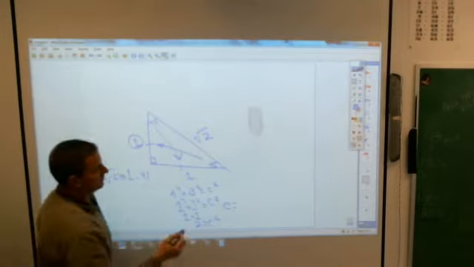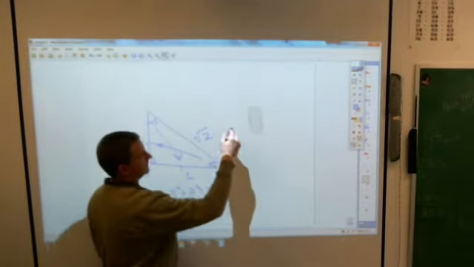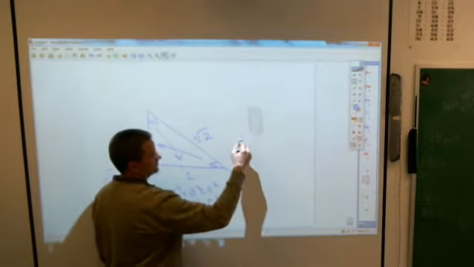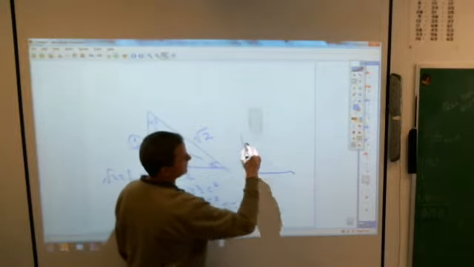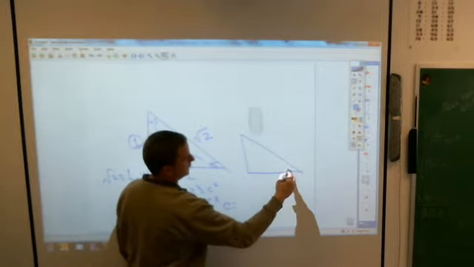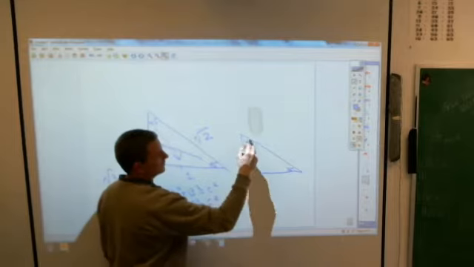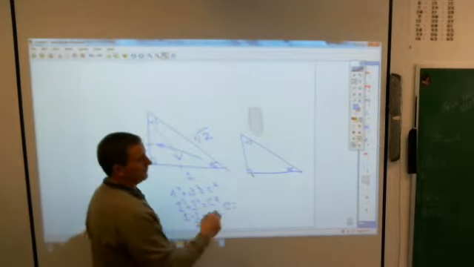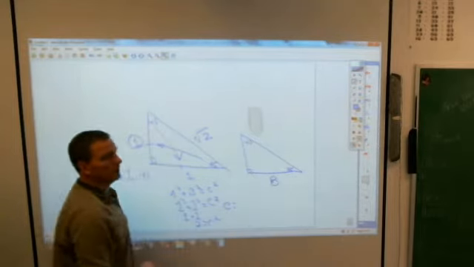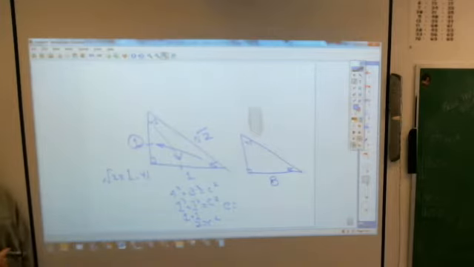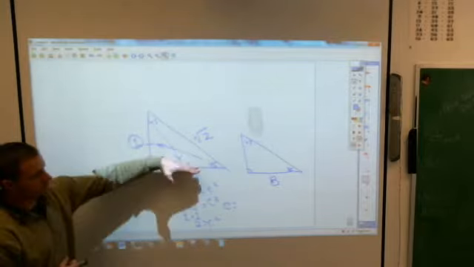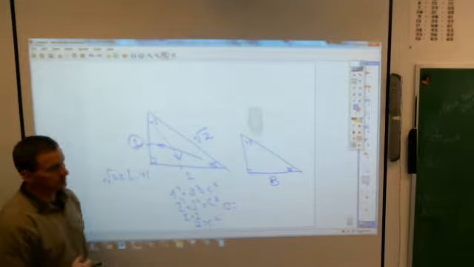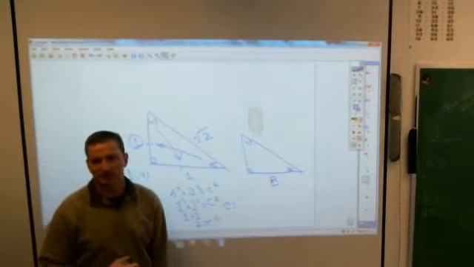Here, let me do another 45, 45, 90 triangle. Let's not draw it to scale. Again, this has to be a 45, and they have to tell you it's a 45, 45, 90 triangle. If this side was 8, what are my other two dimensions of that triangle? Actually, what's the hypotenuse going to be?